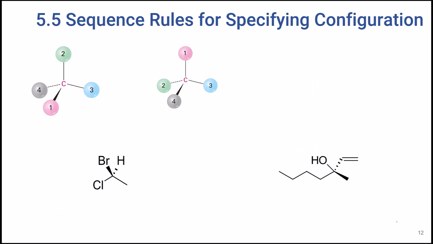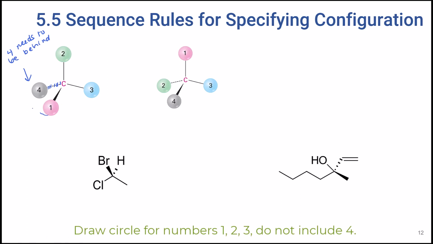So let's say I've already ranked these molecules. Well, the 4 group needs to be behind. All right, so that's got to be in the dashed position. And then I draw my circle following the numbers 1, 2, 3. If it's clockwise, this is R.